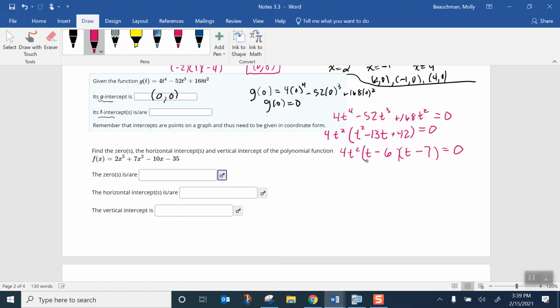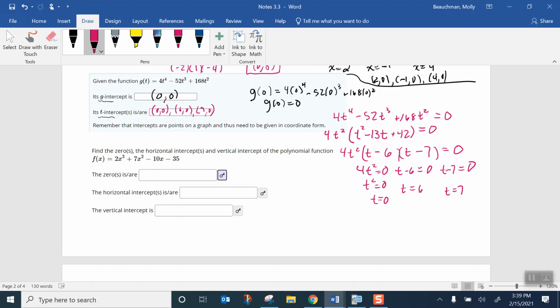Then set all three factors equal to 0, including this 4t squared that you factored out up front. And when you solve, divide both sides by 4, you'll get t squared equals 0. Square root both sides, you get t equals 0. t is equal to 6, and t is equal to 7. So your t-intercepts as coordinates are (0, 0), (6, 0), and (7, 0).